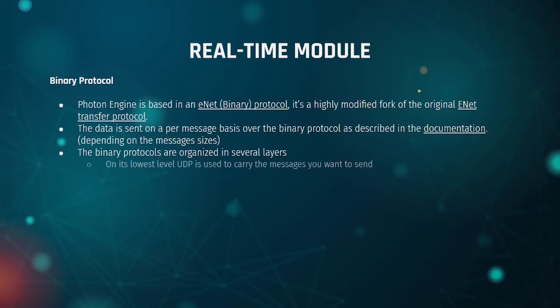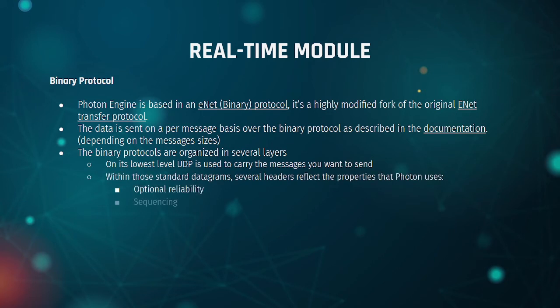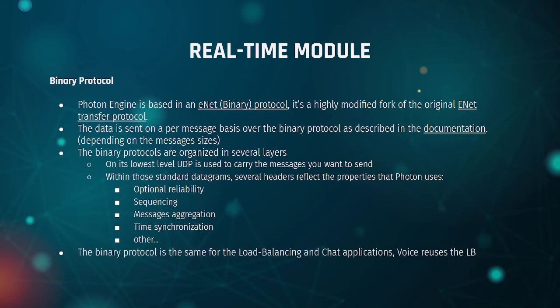The Photon engine is based on an ENet binary protocol. This ENet is very old, but the guys at Photon made their own version of this protocol. So the data is sent on a per-message basis over the binary protocol. They have documentation where they describe the message sizes. Then we have different binary protocols organized in several layers. The lowest level is UDP.